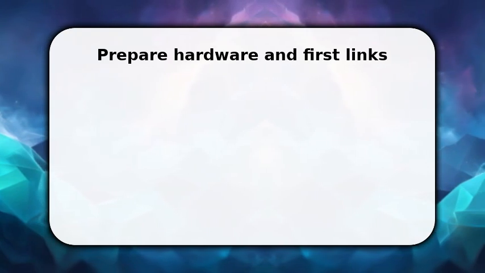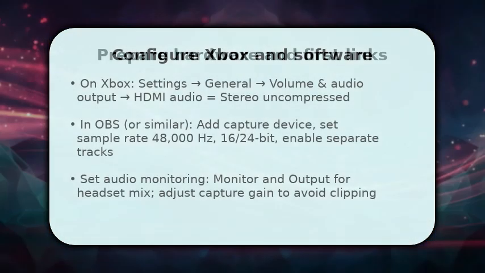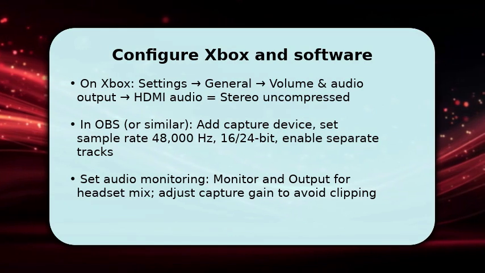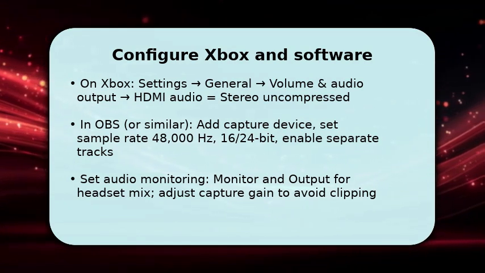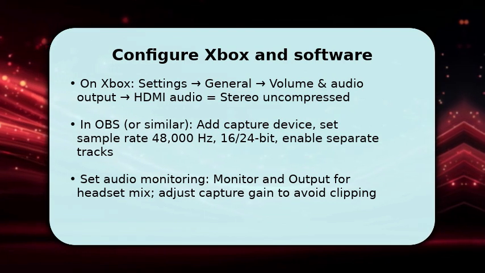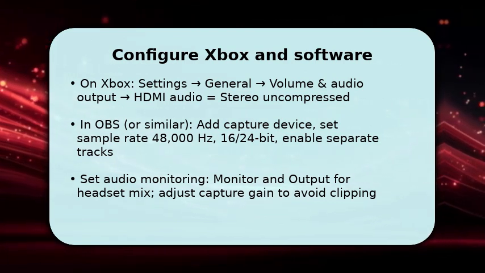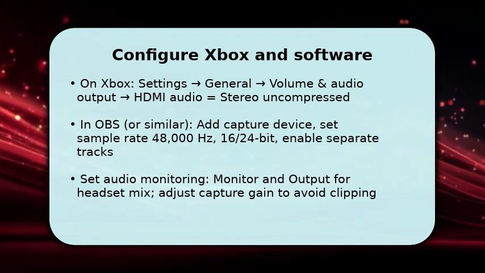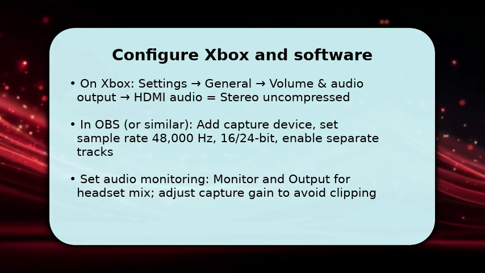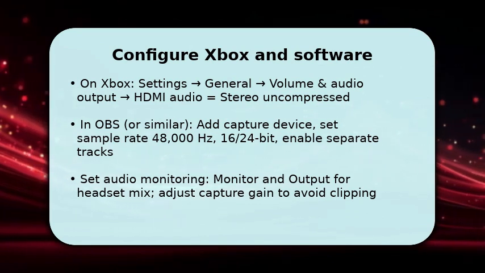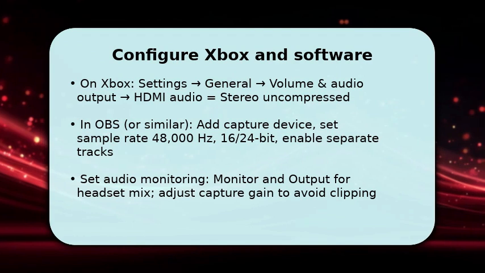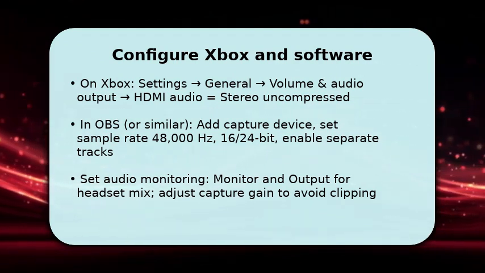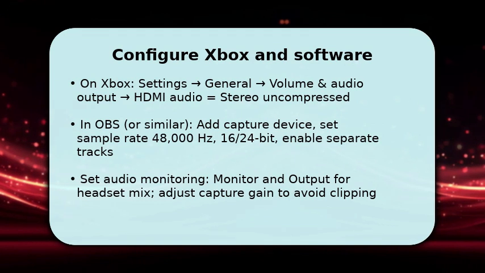You now configure both the Xbox and the capture software. On the console, set HDMI audio to stereo uncompressed so the card receives full channels. Also confirm party/chat mix to include game/chat as needed. In OBS, add the capture device, choose the capture card as the audio source, set the sample rate to 48,000 Hz, and enable separate tracks if you want game and mic isolated. Then set audio monitoring to hear the stream in your headset and tweak gain so levels stay in the green.